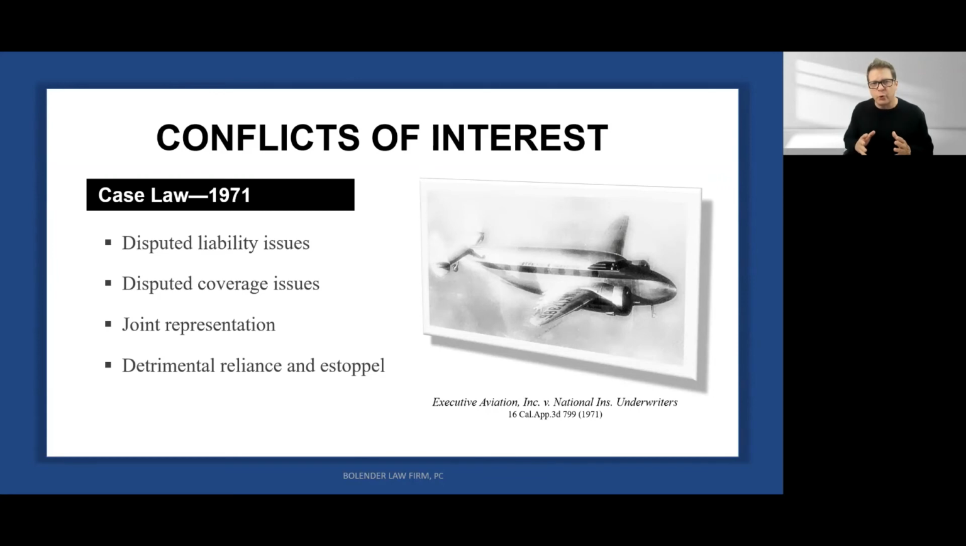Now, due to limitations in the pilot's license, coverage would only attach if the flight was a sales demonstration flight.